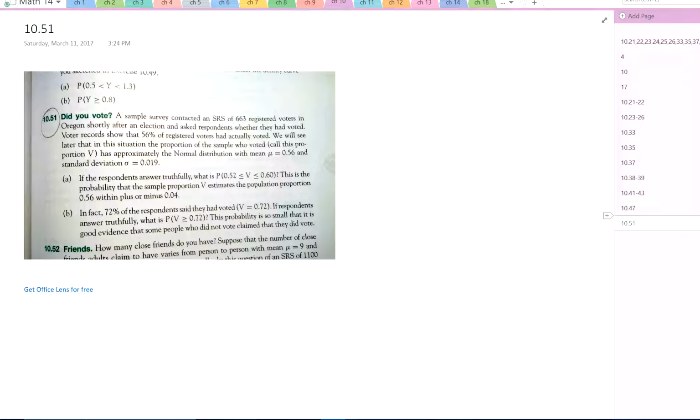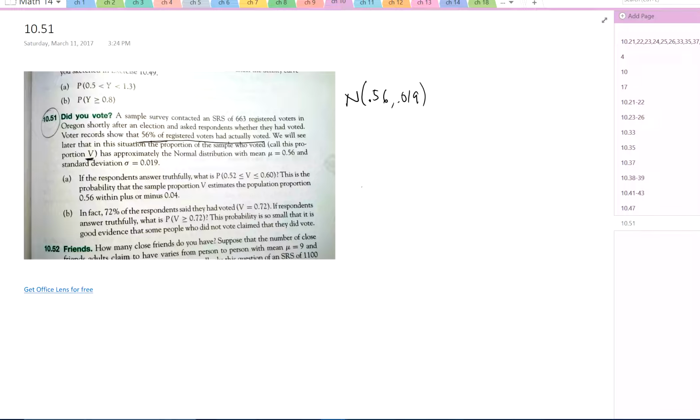Did you vote? Sample survey. Now we're going to start combining some things here. Contacted an SRS of 663 registered voters in Oregon shortly after the election, asked what they had voted. They show that 56% had actually voted. We'll see later that this situation represents the proportion of the sample who voted. Call this proportion V. It has an approximately normal distribution with mean of 0.56 and standard deviation of 0.019.